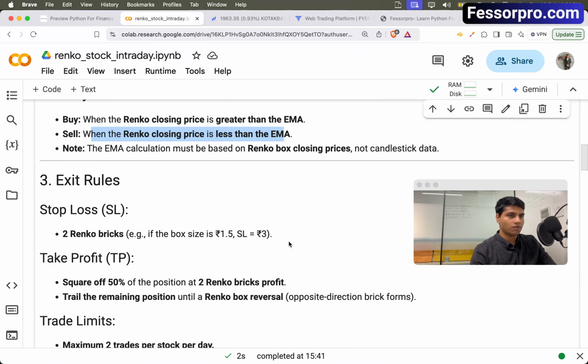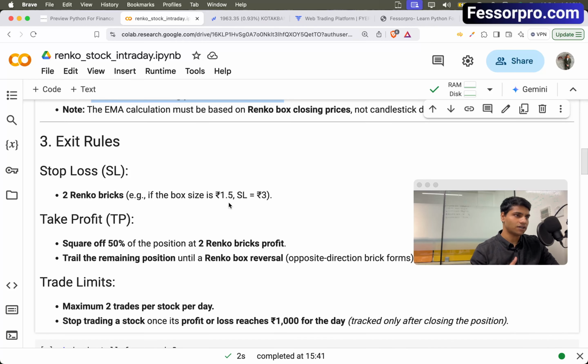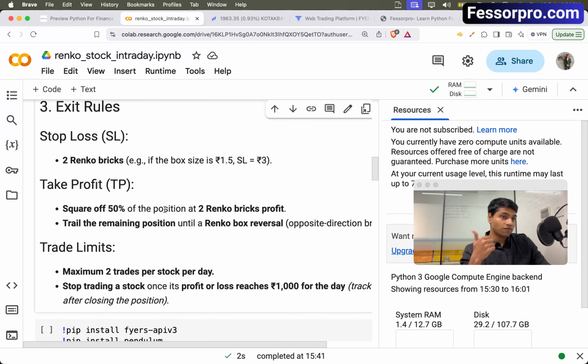And what is my exit rule? Now there are three exit rules. Now I will be having a take profit and a stop loss. So stop loss will be 2 Renko breaks. Now as you know, 1 Renko break is 4. So 2 Renko breaks will be 8. So 8 points will be my stop loss and 8 points will be my take profit. This take profit and stop loss you can change as per your requirement and understanding, but that is what I've implemented in this code. Now there are a few more exit conditions.